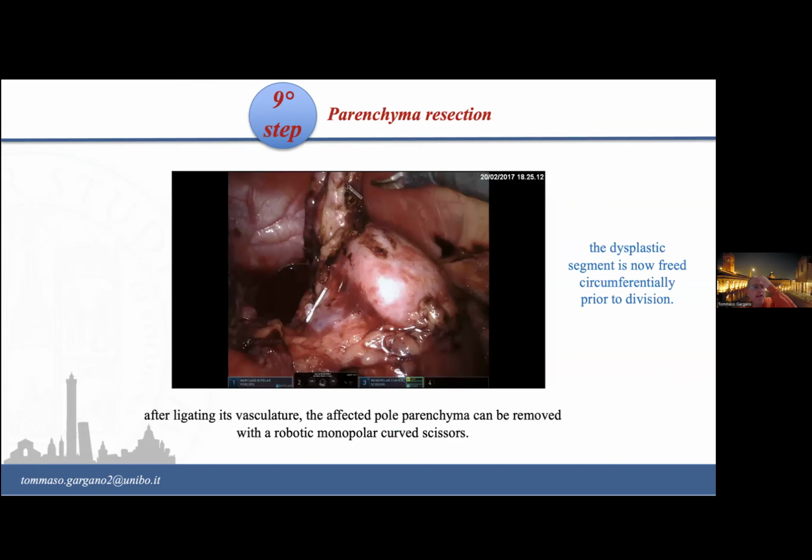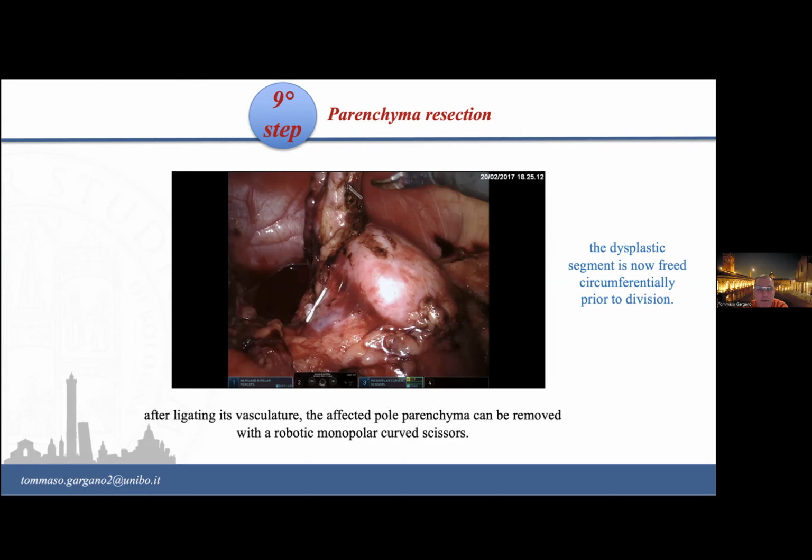After ligating its vasculature, the affected pole parenchyma can be removed with the robotic monopolar curved scissors. So this dysplastic segment is freed circumferentially before its division.